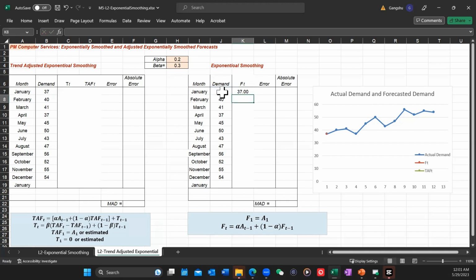And we say, okay. For the second forecasting point, we are going to use the equation f sub t equal alpha times a sub t minus 1 plus 1 minus alpha times f sub t minus 1. That is alpha times the actual demand in the previous period plus 1 minus alpha times the previous forecasted data point.